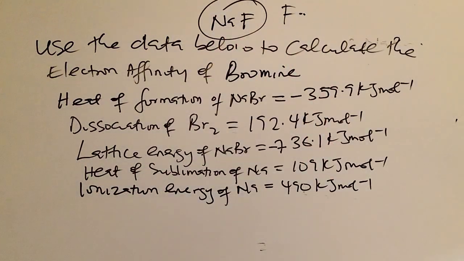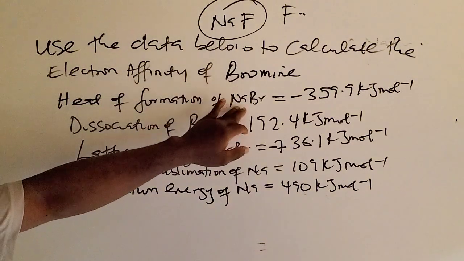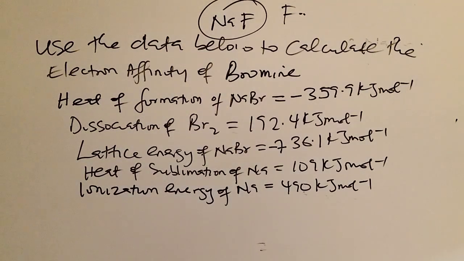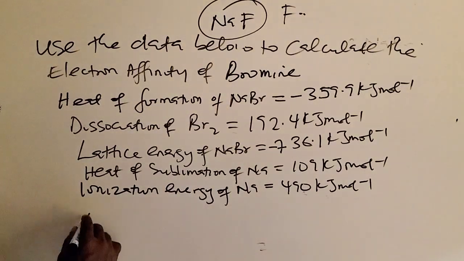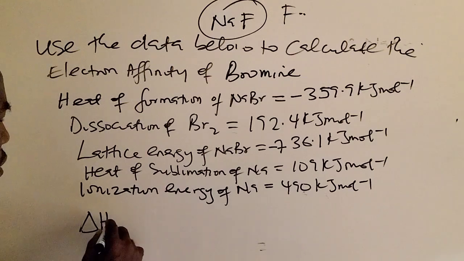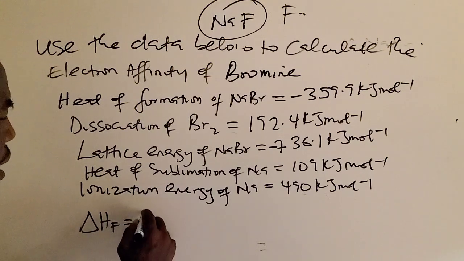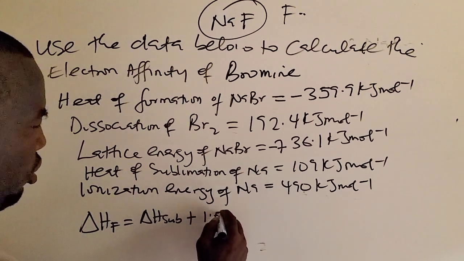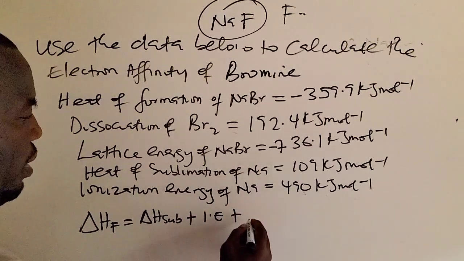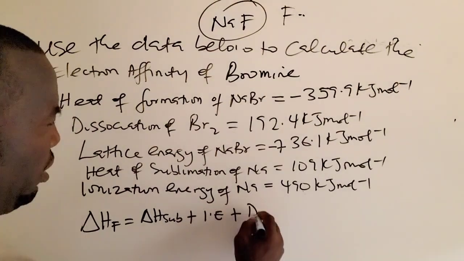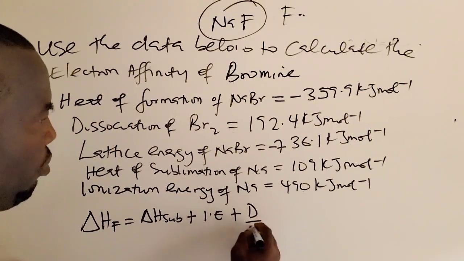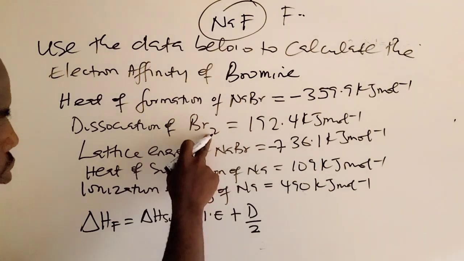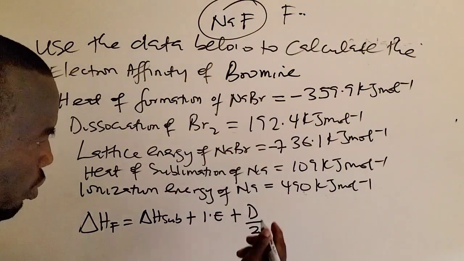The calculation is correct. So now let's look at this problem. It says calculate the electron affinity of bromine. This time around we're using sodium bromide. The same formula I gave to you: we have the enthalpy of formation equals the enthalpy of sublimation plus ionization energy plus the dissociation energy, which we divide by 2 because this is a diatomic molecule. You can see the 2 there, as we did in the previous one.